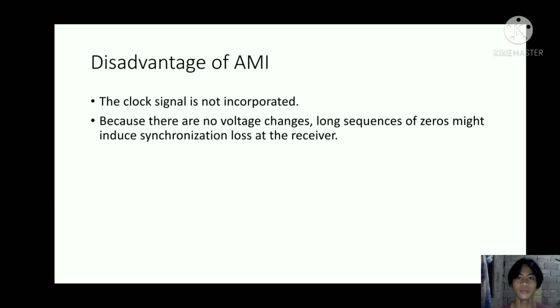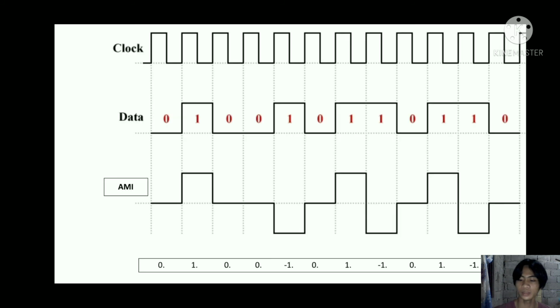Disadvantages of AMI. The clock signal is not incorporated. Because there are no voltage changes, long sequences of zeros might induce synchronization loss at the receiver.